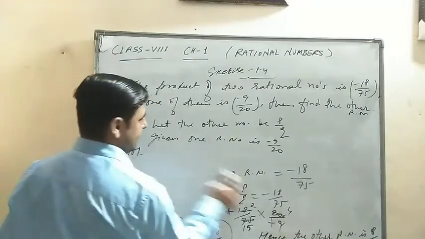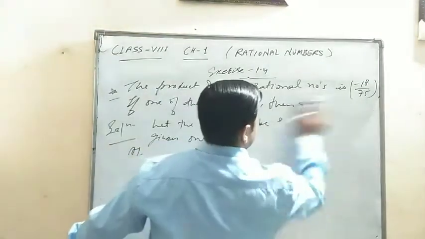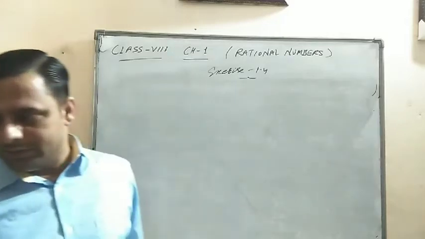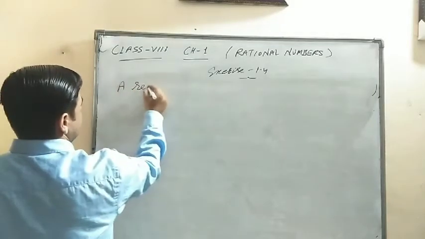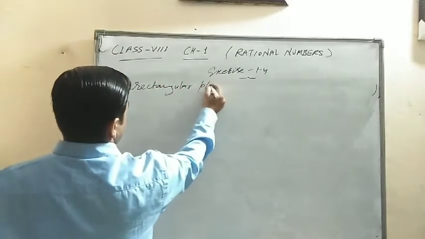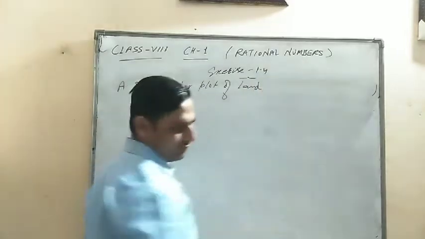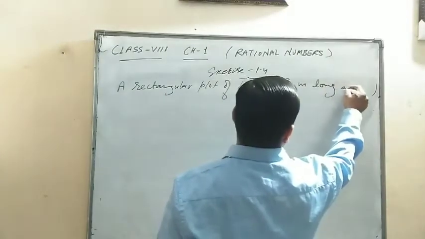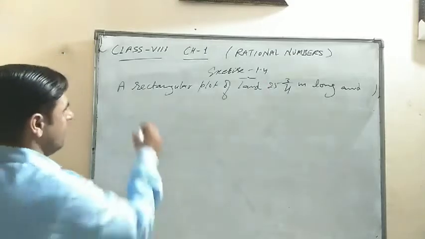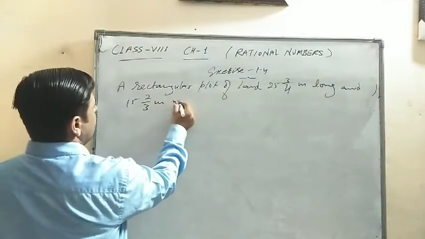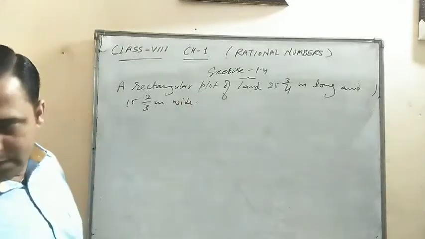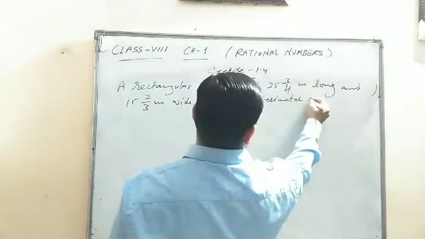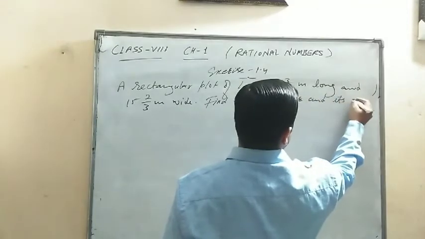Okay, so next question is: a rectangular plot of land is 25 whole 3/4 meter long and 15 whole 2/3 meter wide. Find the perimeter and its area.